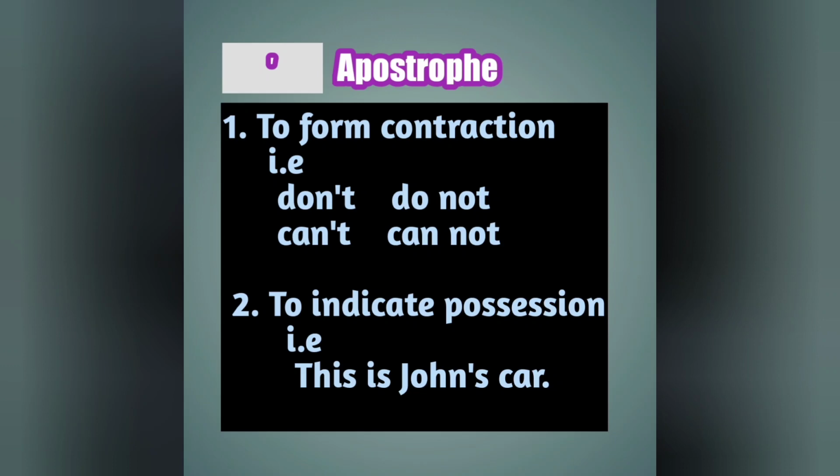Coming to the apostrophe, it is used to show a contraction, like don't. So, d-o-n apostrophe t, don't. It is a contraction of do and not. We are removing the o here and making it don't. To indicate possession we also use the apostrophe, like this is John's car. Apostrophe s. Whose car is it? It is John's car.